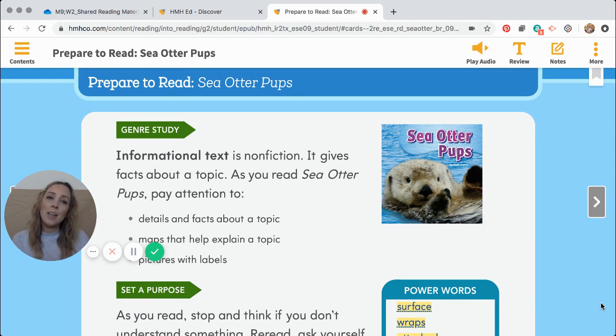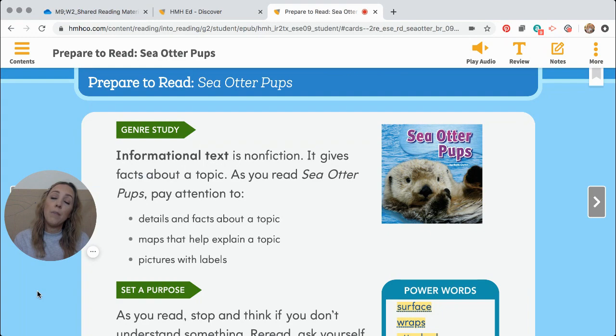Before we get started reading "See Otter Pups" today, we're going to talk a little bit about the genre of our text. You can see here on my screen that our genre of "See Otter Pups" is going to be an informational text. An informational text, if you remember from previous texts that you've read with your teacher, is a nonfiction text. What this means is it gives information or facts about a particular topic. In this case, our topic is sea otter pups, and we're going to be reading about details and facts about sea otter pups.